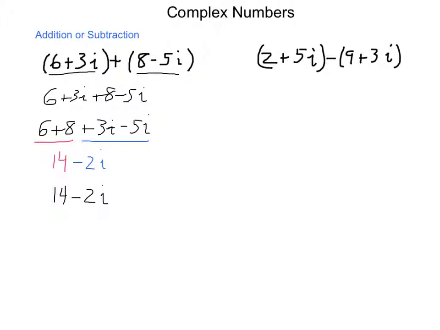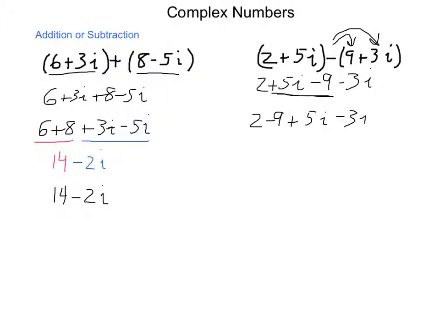Now in subtraction, we do have a distributive property to worry about. We're going to take this negative sign and distribute it to our second complex number. So we end up with 2 plus 5i minus 9 minus 3i. Using commutative property, I'm going to rearrange these items so that I have like terms together. I end up with 2 minus 9 plus 5i minus 3i. Now again, combining my like terms, 2 minus 9 is a negative 7, and 5i minus 3i is a positive 2i.